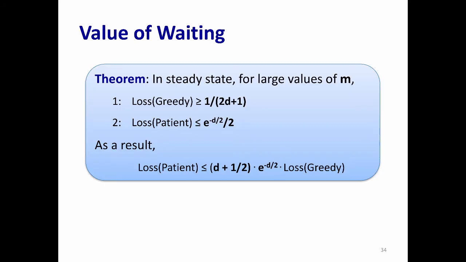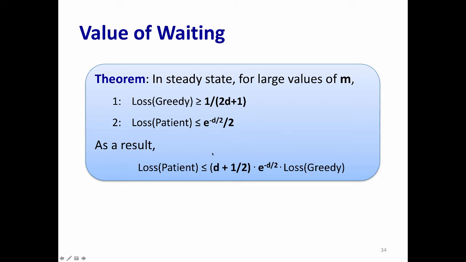Now we get to the main theorem. In steady state and for large values of m, under the assumptions that I described for you in the previous video, the fraction of agents who perish under the greedy algorithm is at least 1 over 2d plus 1. And the fraction of agents who perish under the patient algorithm is at most e^(-d/2) divided by 2. So if you combine these two, you get the last line.